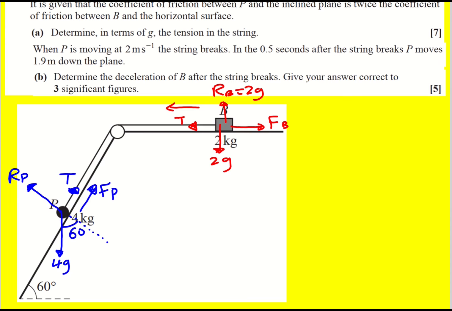Okay, so I've done the forces on B in red, the forces on P in blue. They are different kinds of systems. We're not going to be dealing with the system as a whole. They're going to be dealt with separately. I've already done F equals ma. Sorry, I've already resolved the forces vertically. Just did that straight away.